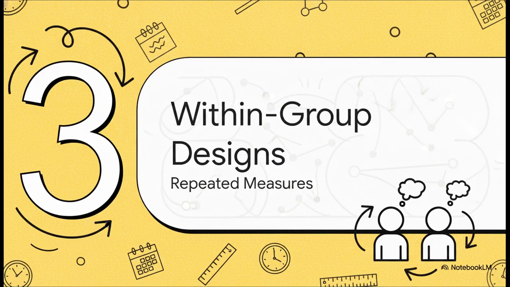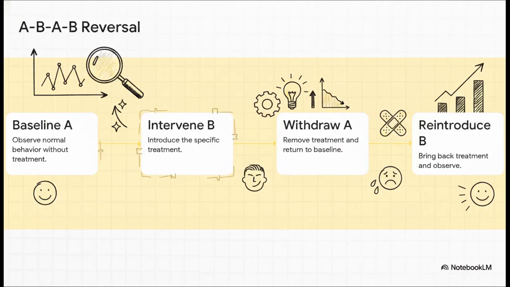Up next, Section 3, Within Group Research Designs. Here, we totally flip the script. In these designs, participants actually serve as their own control. To truly grasp how this works, let's walk through the single-case A-B reversal design step by step. We track a single subject. Step 1, we observe their normal behavior. That's baseline A. Step 2, we introduce the treatment, intervention B, and watch to see if the behavior improves.